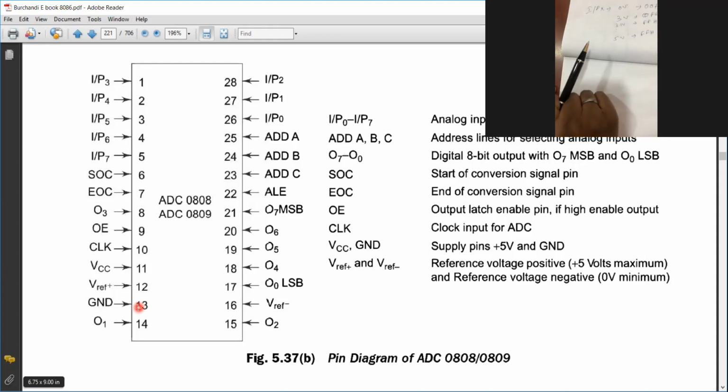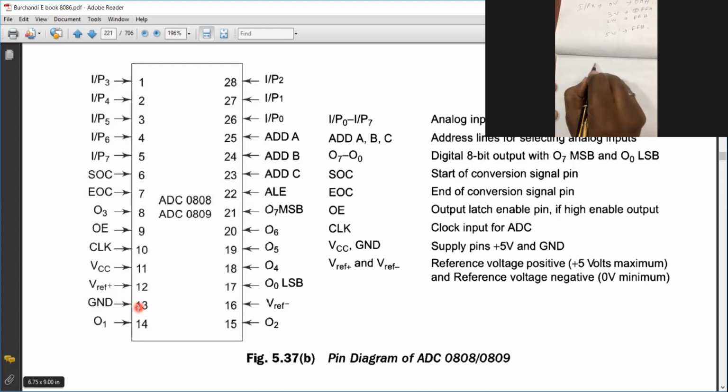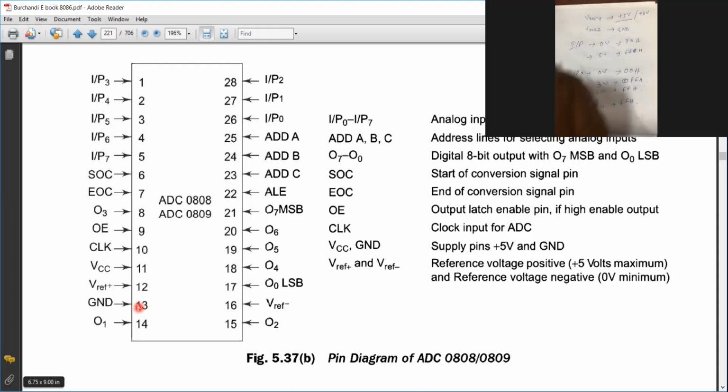How? Sir, my sensor output lies between 1 volt and 2 volt, and my temperature range is 0 degree centigrade at 0 volt to 99 degree centigrade at 2 volt. Is it clear? Now his question is over here.